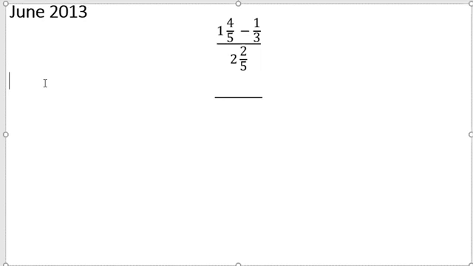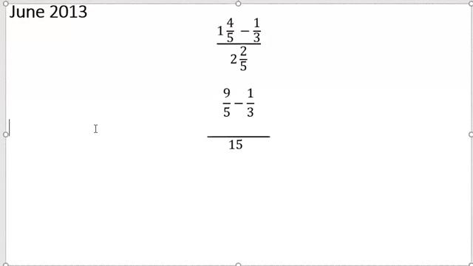2013. So I have 5, 1. We're working the numerator fractions first. So 1 and 4 over 5 minus 1 over 3. So what we have is 5, 1, 5 plus 4, 9 over 5 minus 1 over 3. And we can now find the LCM of this fraction. So what we have is the LCM being 15.